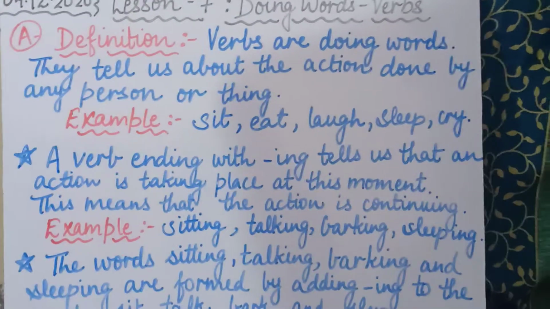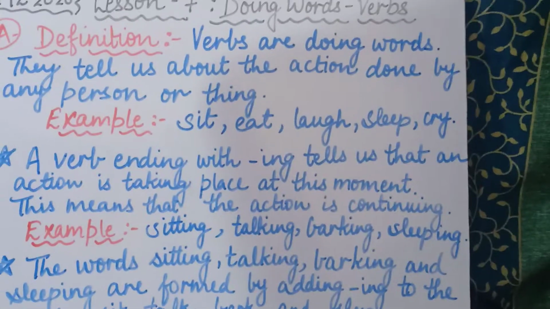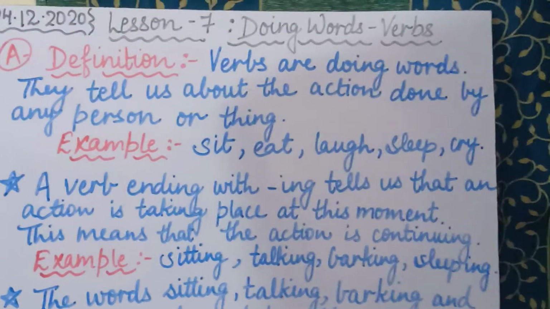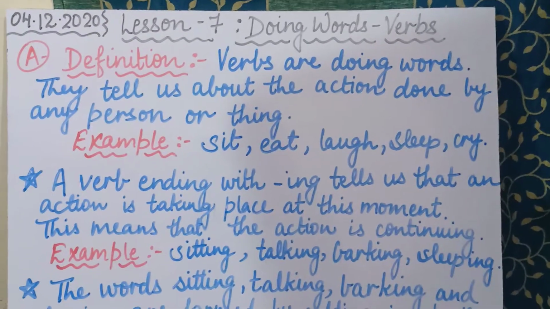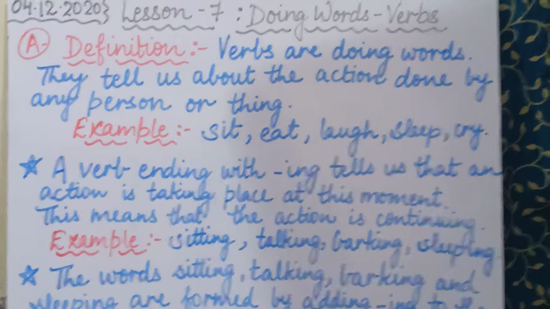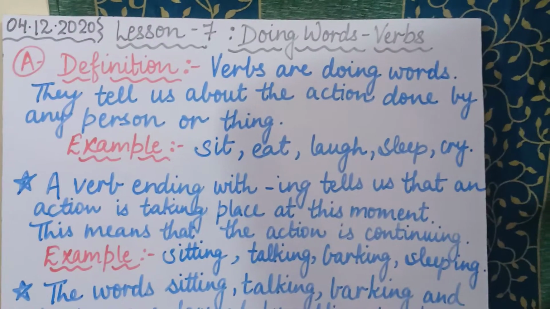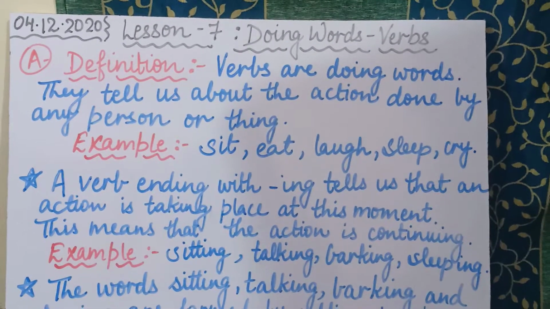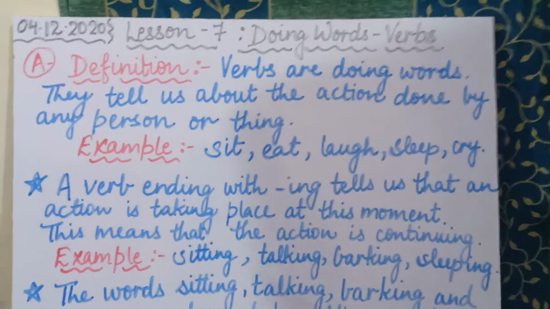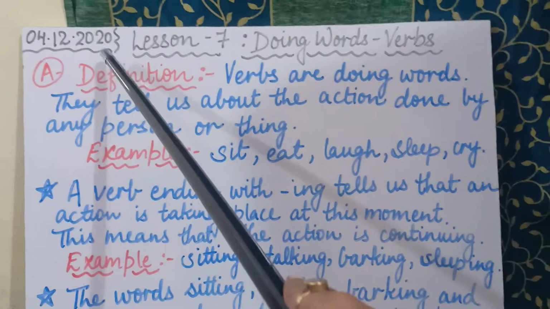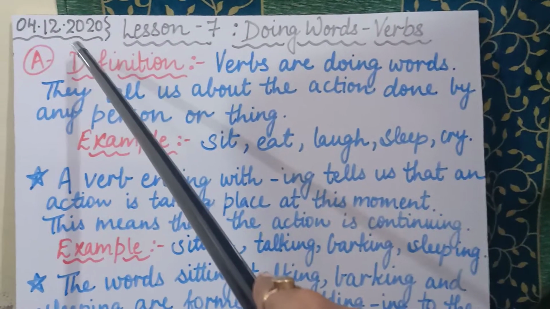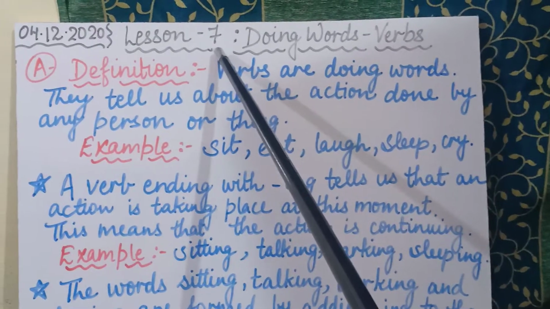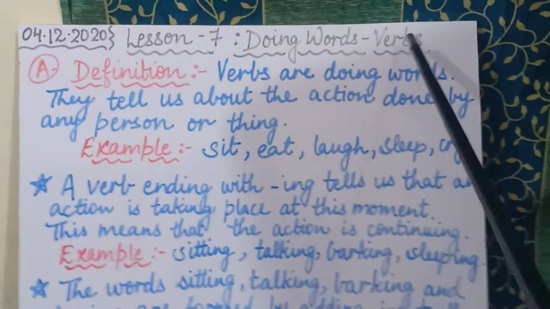Is that clear? Now starting with today's video, children, first of all take out your English language notebooks. As you all know, we are going to do this work in our English language notebook. Whenever we start a new chapter or new topic, we take out a new page and write down today's date, that is 4/12/2020. And in the first line you will give the heading: Lesson number 7, doing words, verbs.